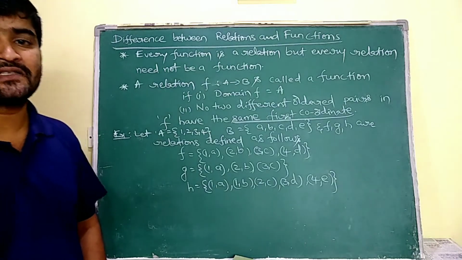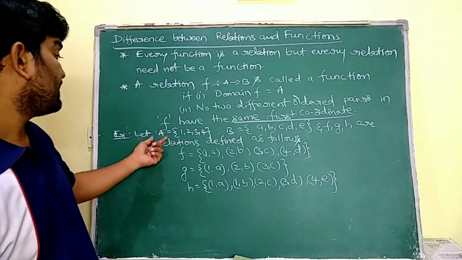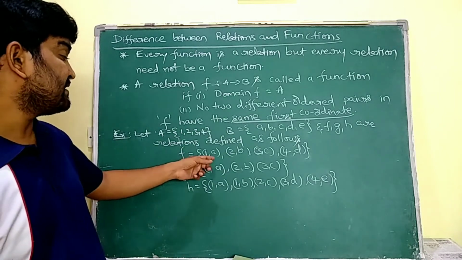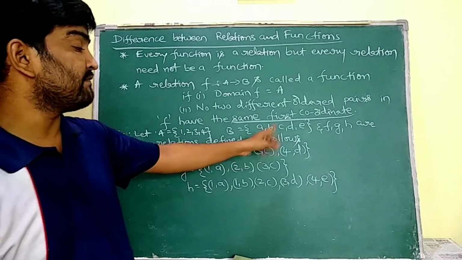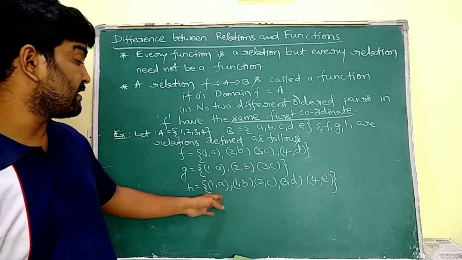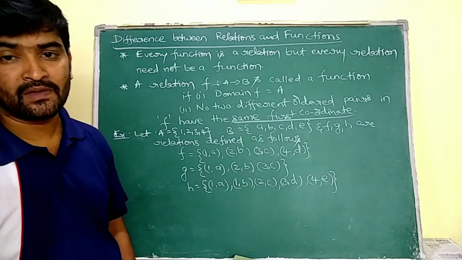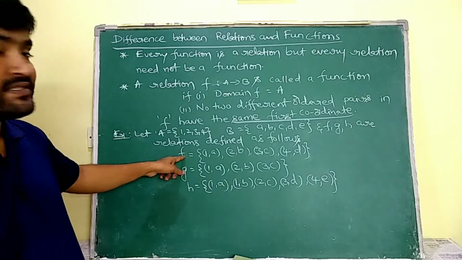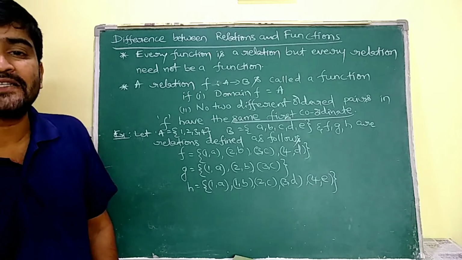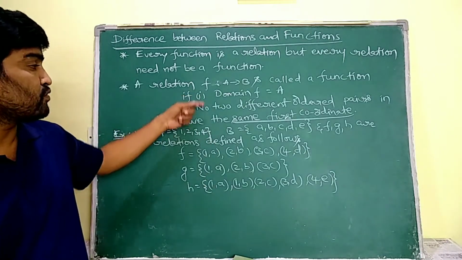Now let us consider three relations defined from A to B. f is (1,a), (2,b), (3,c), (4,d). g is (1,a), (2,b), (3,c). h is (1,a), (1,b), (2,c), (3,d), (4,e). See ma, whether this f is a function or not we are going to check. For that we have to check its domain first. We have to check these two rules, ma.